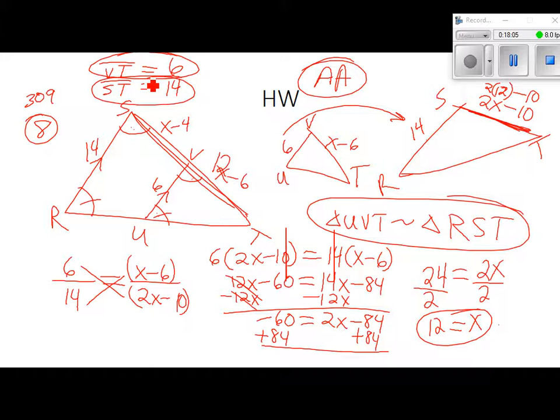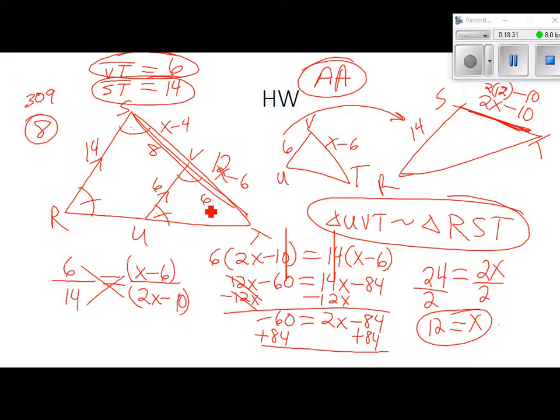Could we plug in here, and what's 12 minus 4? 8. So that part's 8. This part was 6. What's 8 plus 6? 14. Is that the whole thing? Is that how long we said it was? Yeah, so you could go back through and check your answer and make sure everything's working out the way it should. Make sure you got x right.